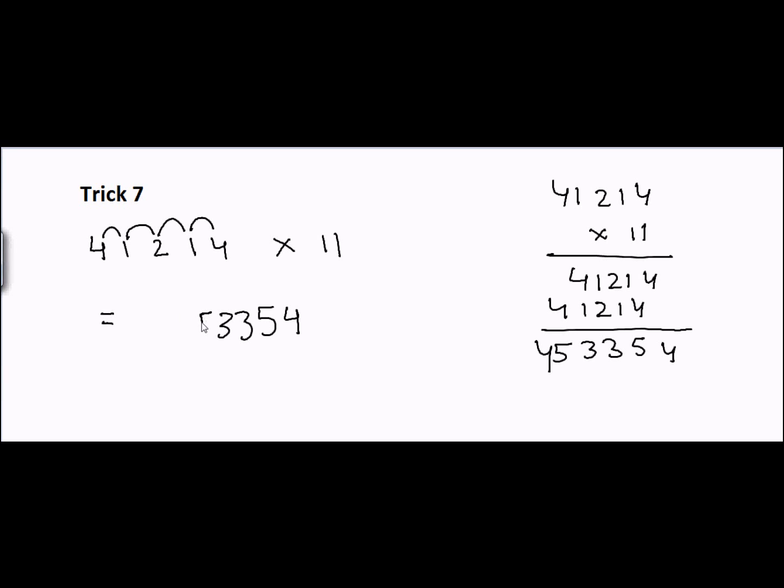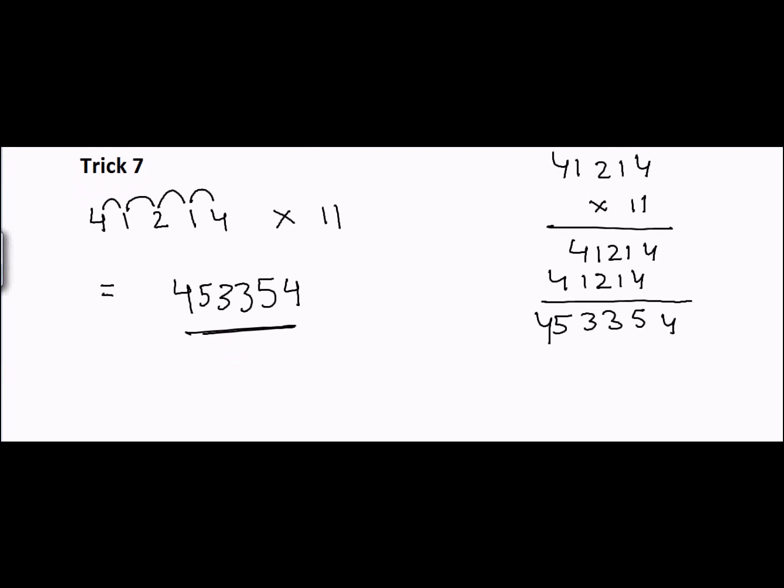Now again, take another example. If I have 1 2 3 1 2 4, and I want to multiply by 11, what I will do is 4, then 4 plus 2 is 6, 2 plus 1 is 3, 1 plus 3 is 4, 3 plus 2 is 5, and 2 plus 1 is 3, and then 1 in the end. So that is the answer.